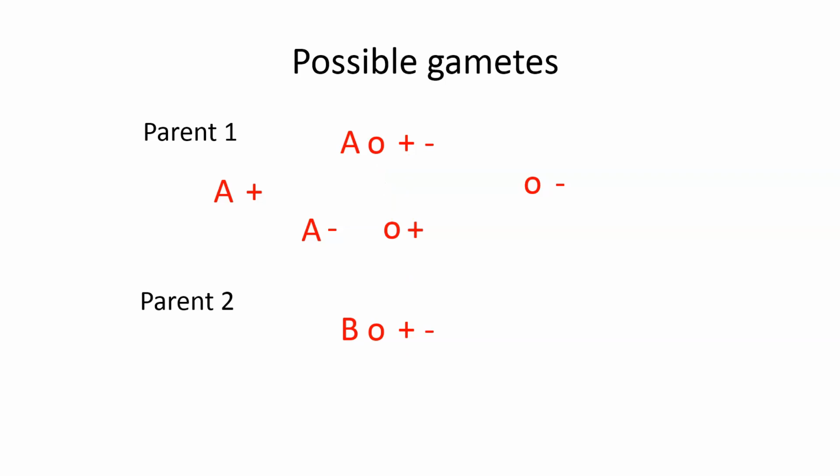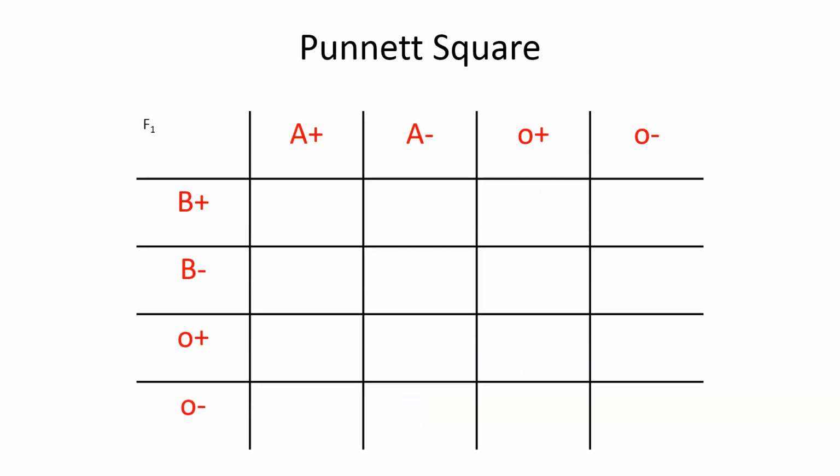When we do this with parent 2, we get the B pairing with the plus, which yields the O pairing with the minus, or the B pairing with the minus, which would leave the O pairing with the plus. That is what we've got as possible gametes for each one of these. Now we're going to take this over to the Punnett square.